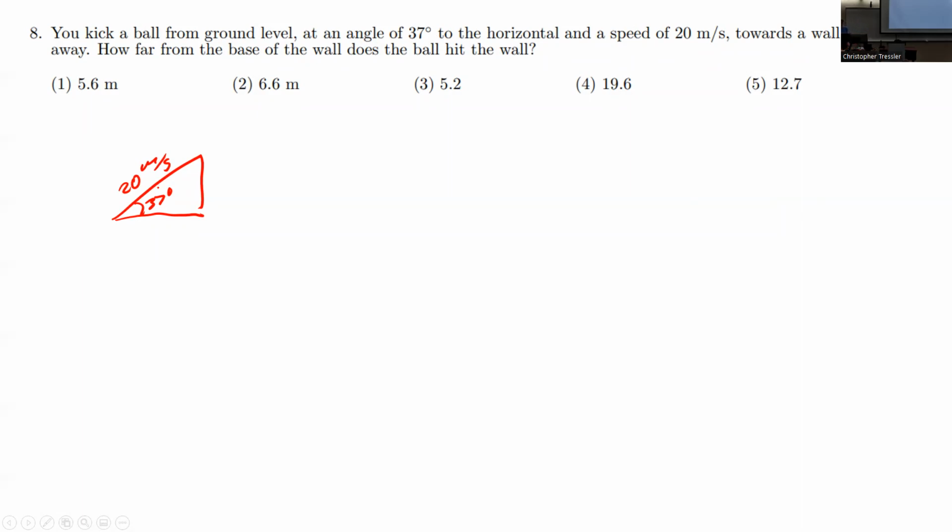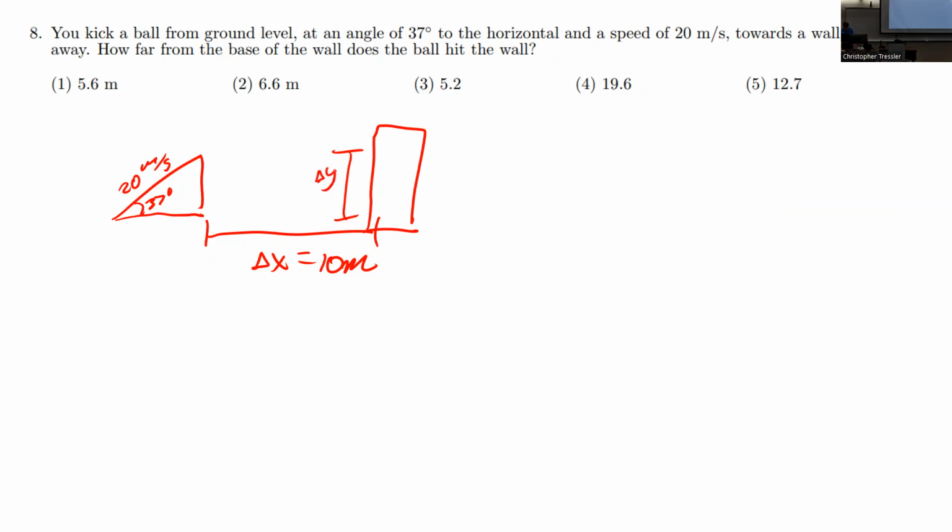But yeah, so we got 20 meters per second, right? 37 degrees. And now we know that this change in X right here is going to be equal to 10 meters. And we got some wall over here, okay? And we're looking for, basically, where does this ball hit? We're looking for a change in Y. When it gets to here, what is the change in Y?